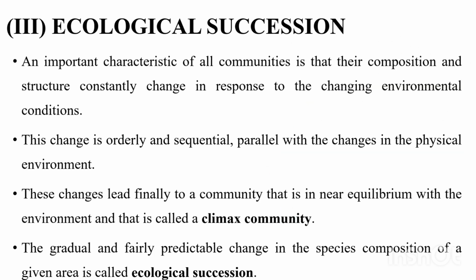Then what is ecological succession? It is a very important characteristic of all communities that their composition and structure is constantly changing in response to changing environmental conditions. This change is orderly and sequential, parallel with changes in the physical environment. These changes lead to a community that is near equilibrium with the environment, called the climax community. So this gradual and nearly predictable change in species composition of a given area is called ecological succession.